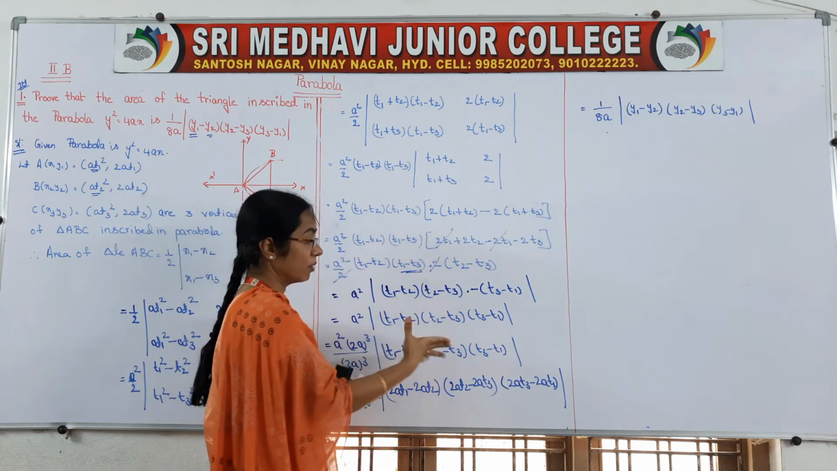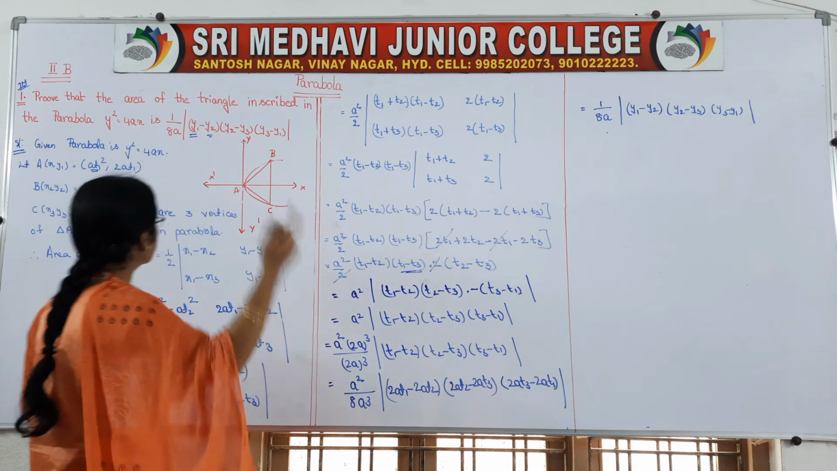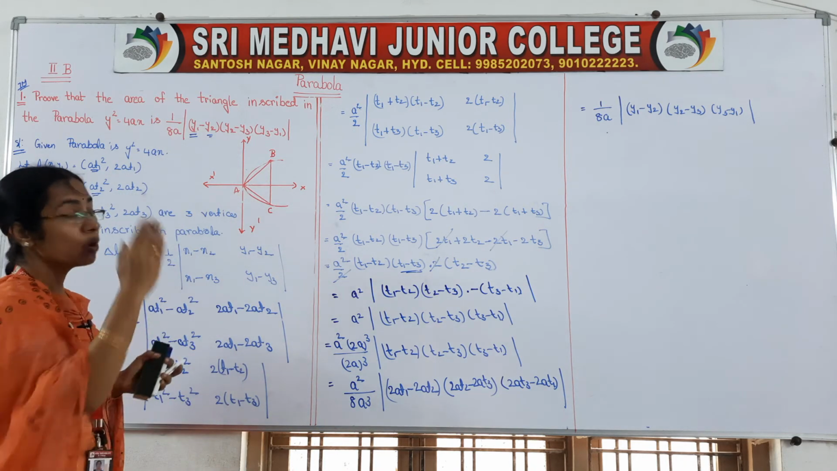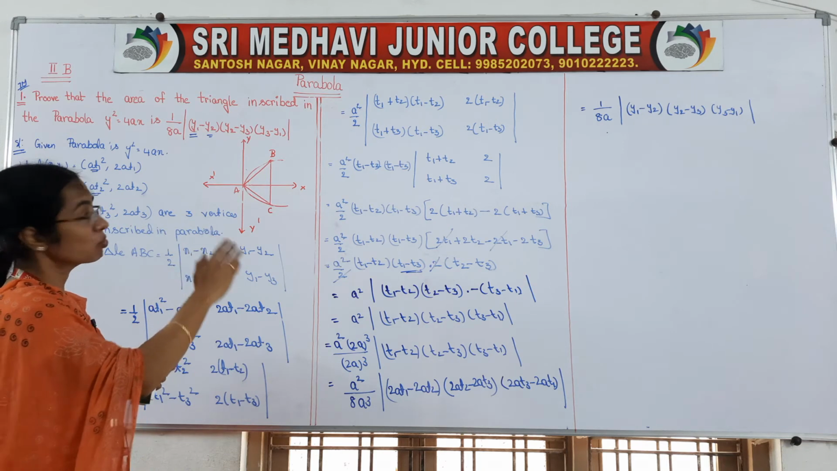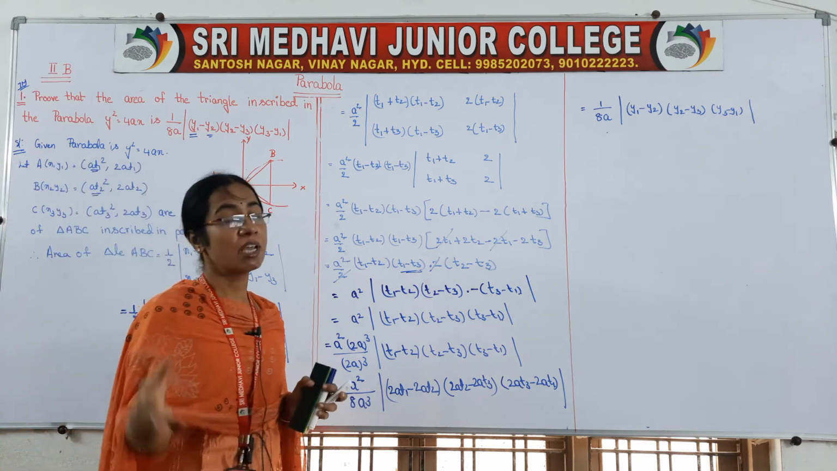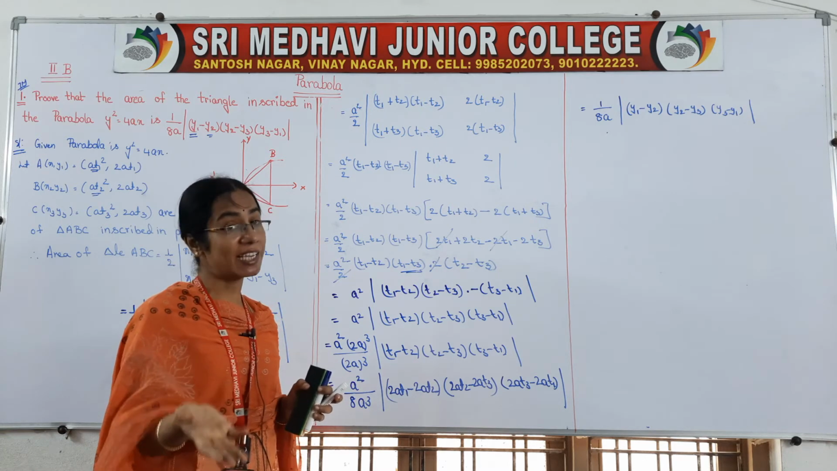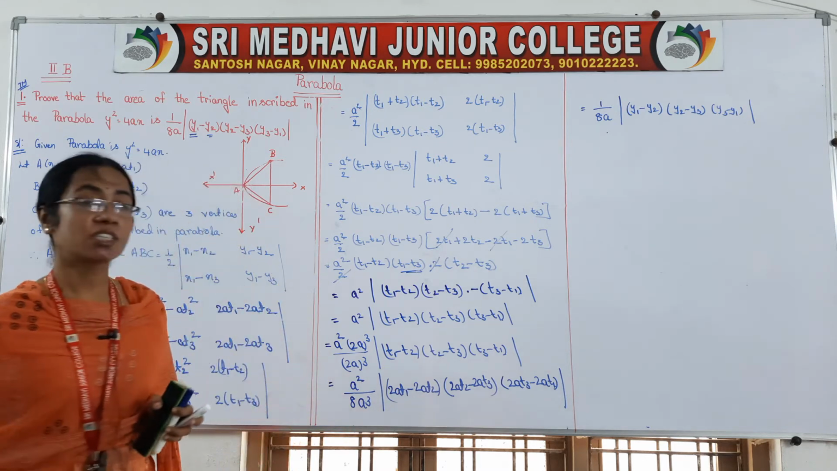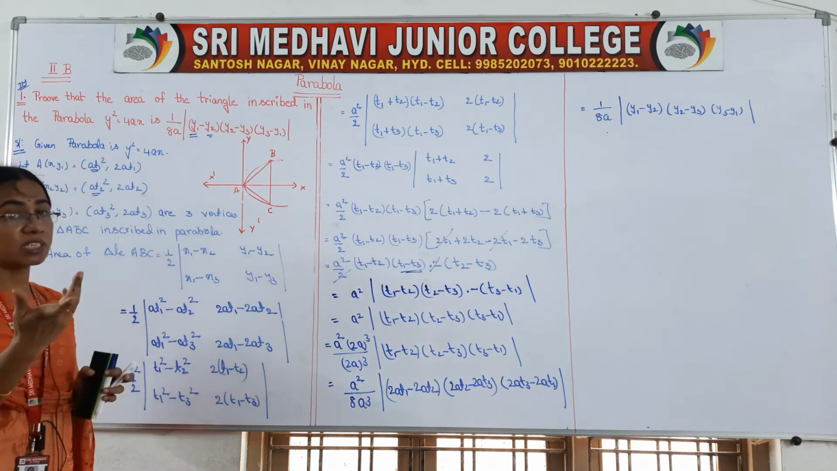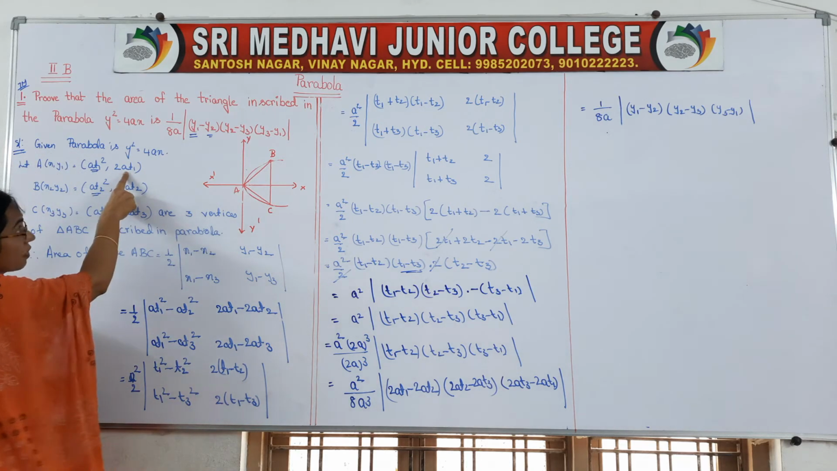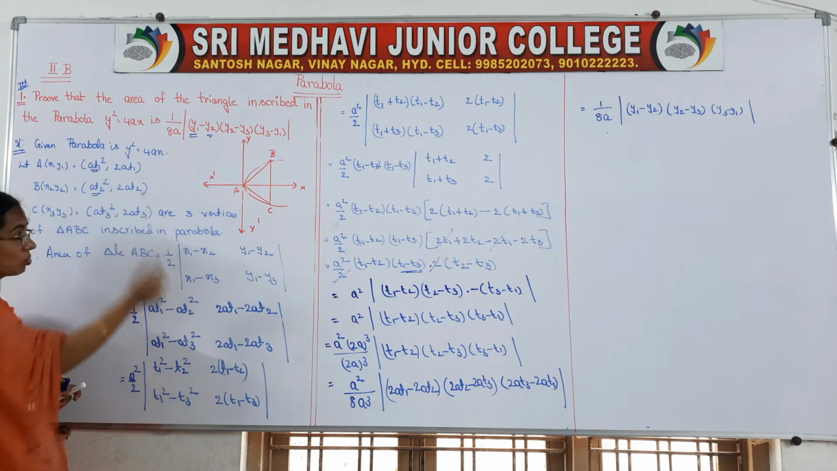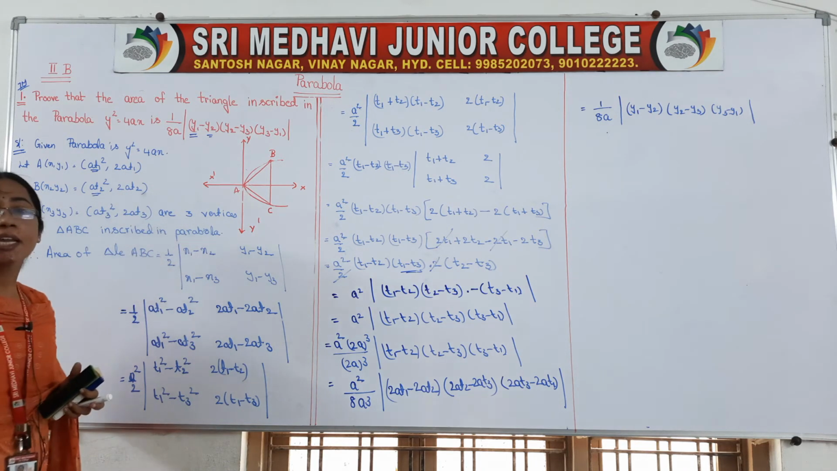area of the triangle, but what we require is that the area of the triangle must equal 1 by 8a into (y1 minus y2) into (y2 minus y3) into (y3 minus y1). Values must be in terms of y's, but we got the values in terms of t's. So first see what is y1, y2, y3. Your y1 is 2at1, your y2 is 2at2, and your y3 is 2at3.